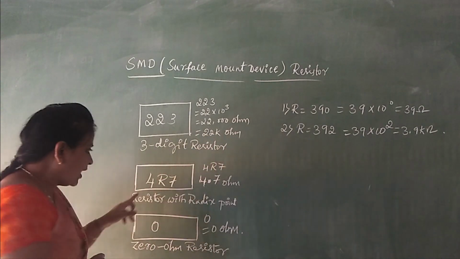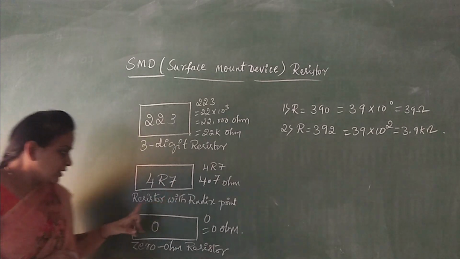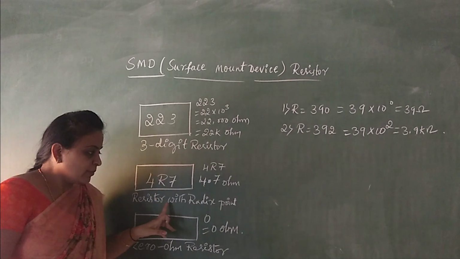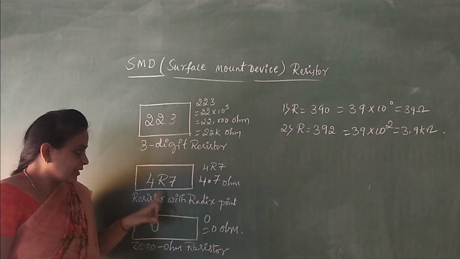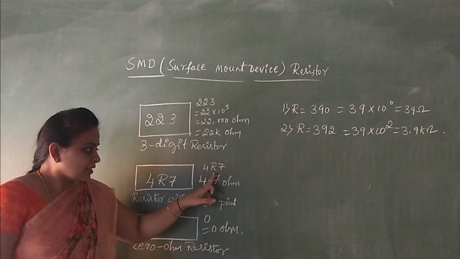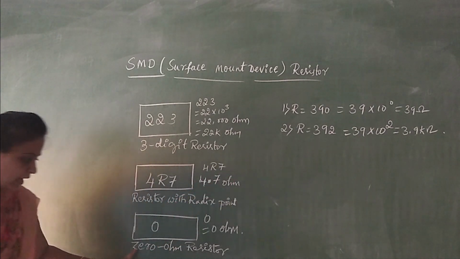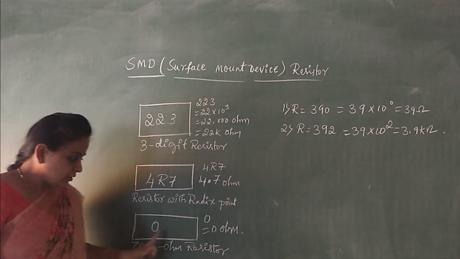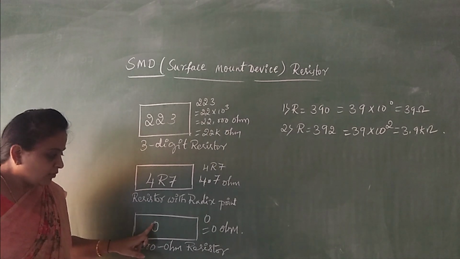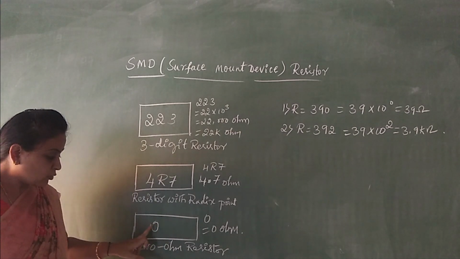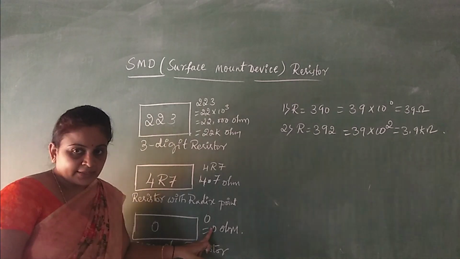Next we have 4R7. This is a resistor with a radix point. Radix point means decimal point. 4R7 is nothing but 4.7 ohm. Next we have the 0 ohm resistor. On top of the ceramic body of the surface mount device, they write 0. So this indicates 0 ohm.